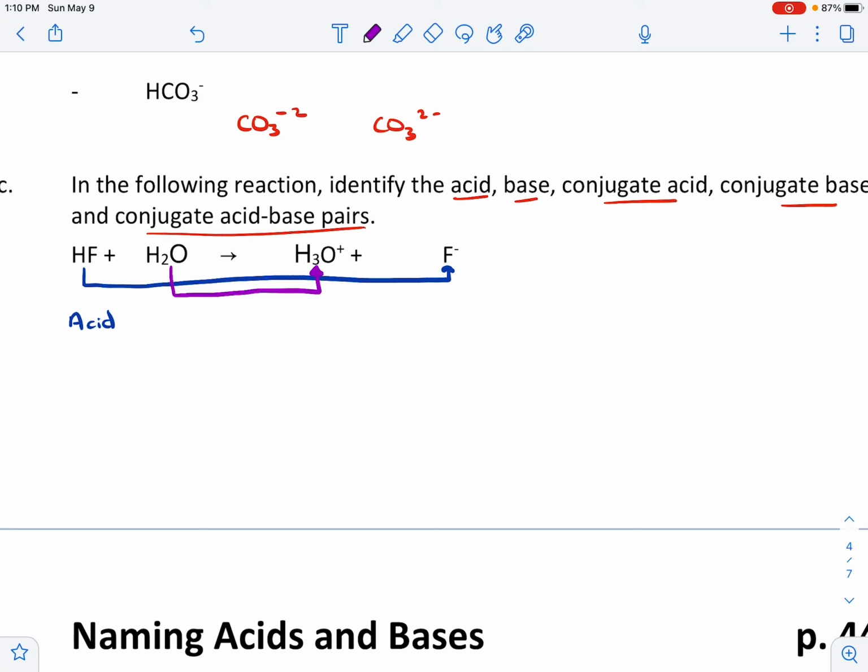So this is the one that gained the H. It went from 2 to 3, so it gained the H plus. Now, on the other side, we're looking at our products. This is going to be our conjugate acid or our conjugate base. Our conjugate acid is the one that accepted the H. So this is my conjugate acid because it accepted the H. It has one more H than it did on the other side.